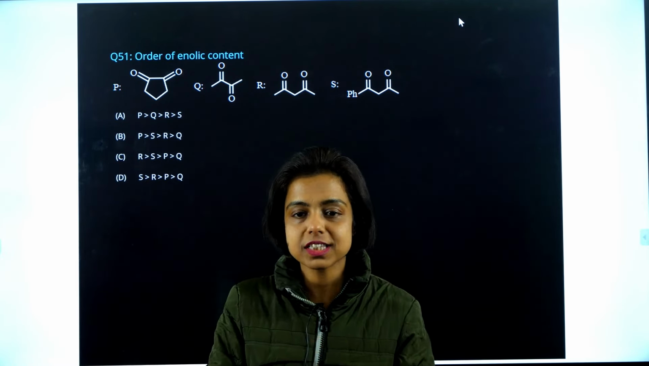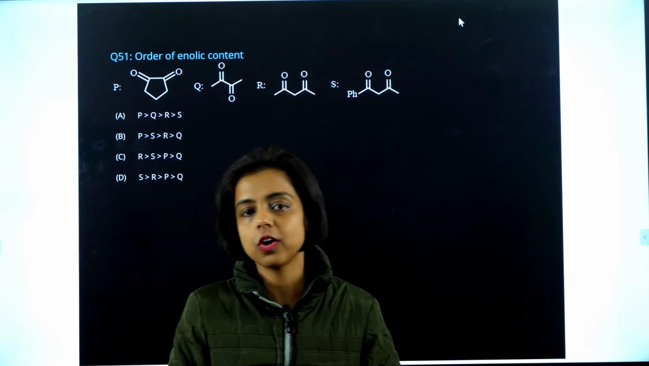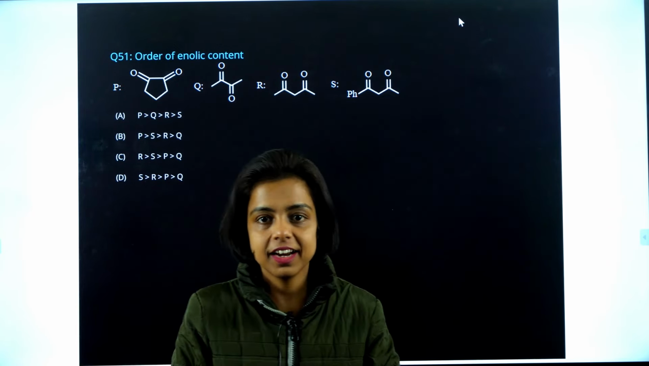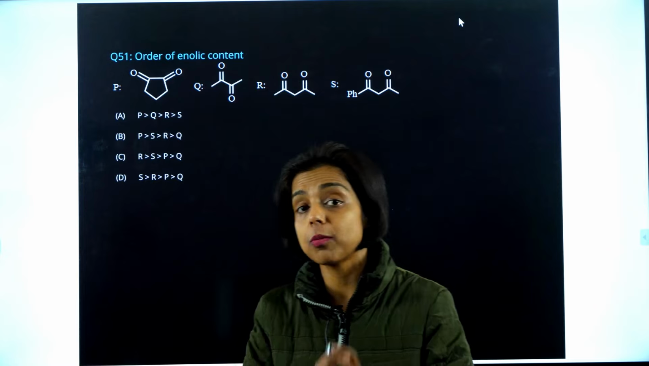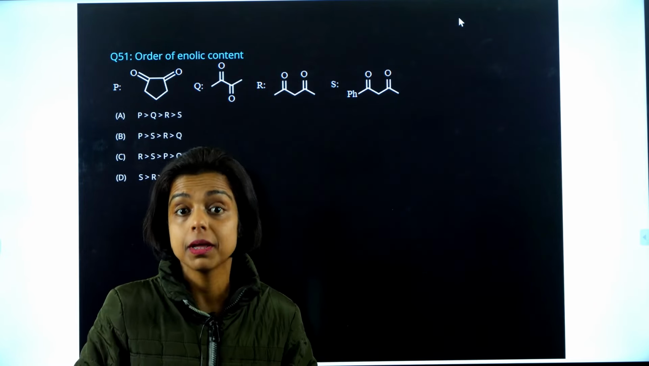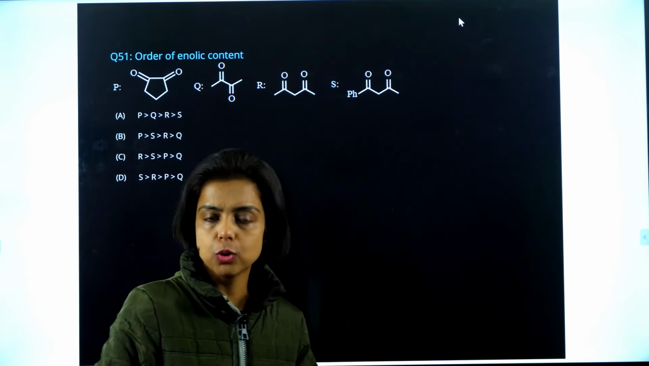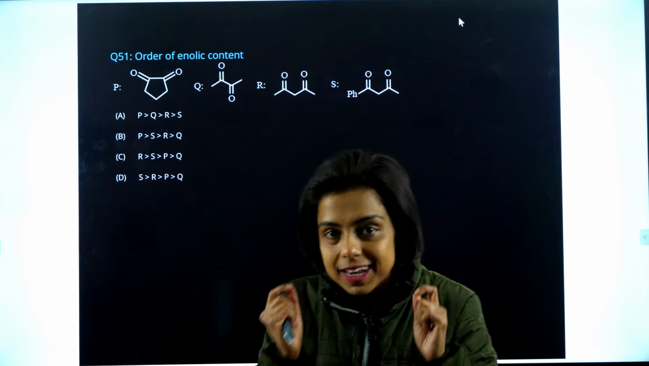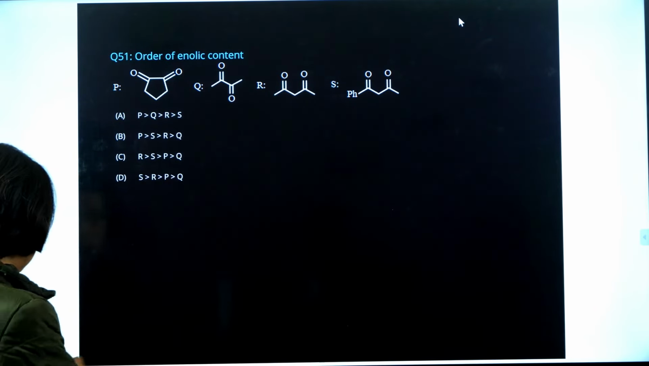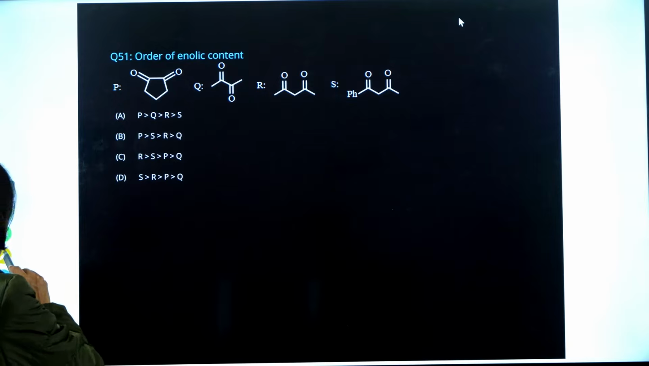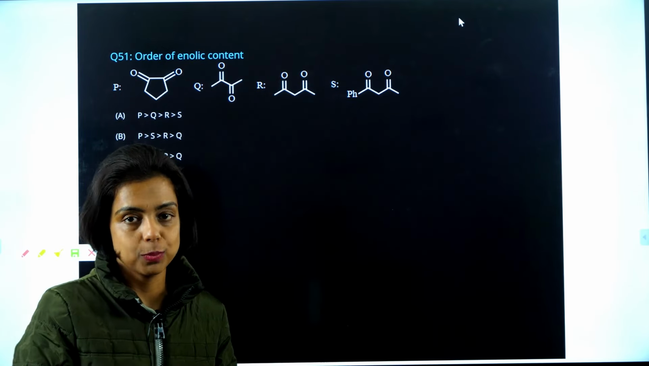Hello everyone. So let us now discuss the chemistry portion of your third test, right? And the very first question in chemistry portion is a very interesting question from a very important concept, that is tautomerism. I'm sure you must have done keto-enol tautomerism nicely for your JEE. So the question is based on the enol content. So let's have a look at question number 51, the very first question of your chemistry portion, right?